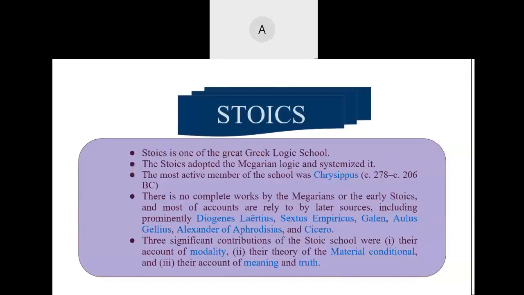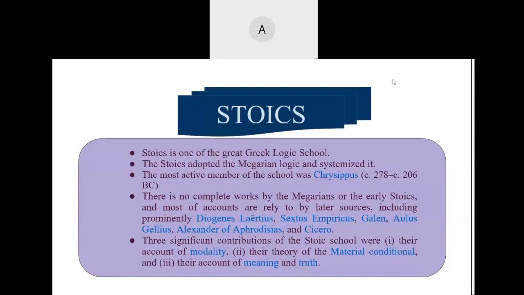And then those two figures that we talk about are figures involved in the Stoics. The Stoics are one of the great Greek logic schools. The Stoics adopted the Megarian logic and systematized it. And then there is the most active member of the school, and it was Chrysippus. Actually, I don't know how to really spell it.